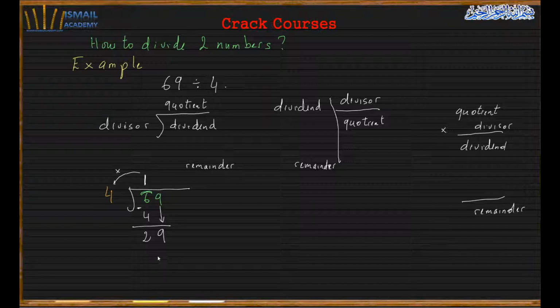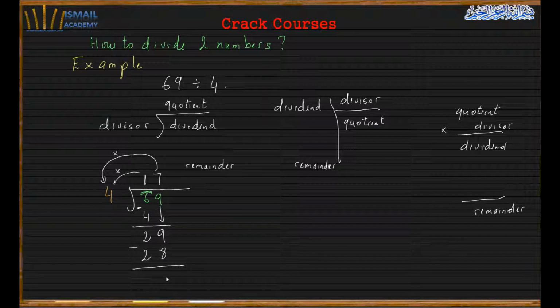I will ask the same question again: how many 4s are in 29? In other words, which number times 4 will give me 29, or a number close to 29? The only number times 4 that gives me a number close to 29 is 7. 7 times 4 is 28. So I'm going to put 28 here. You see, I multiply and I put it here.